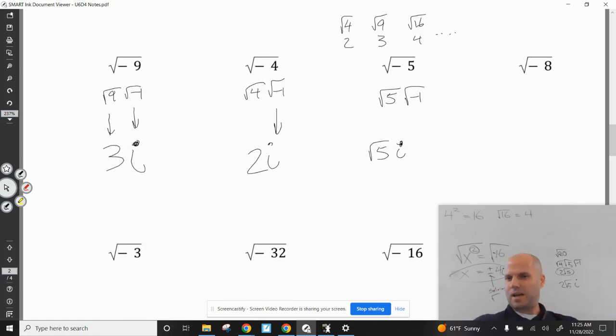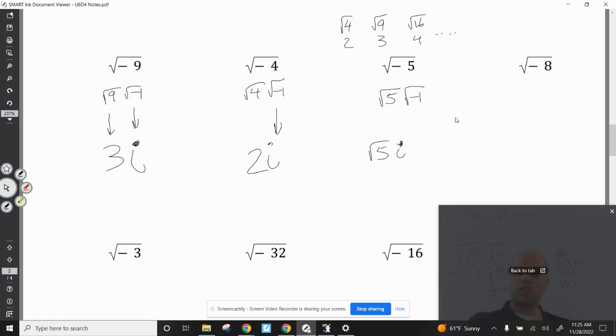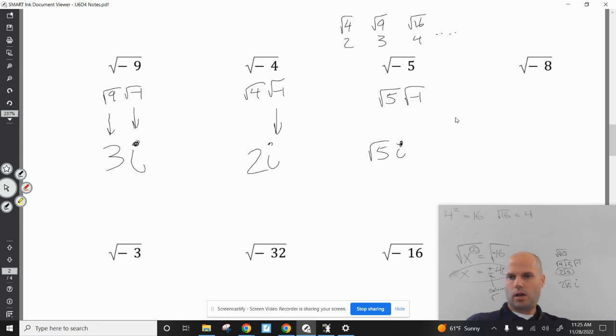It will solve some of our equations, but it's not a number that we know or can see. You're not going to be able to see the solutions on a calculator or by graphing.